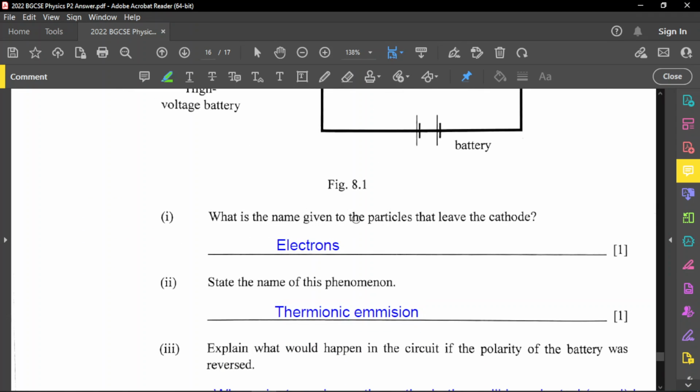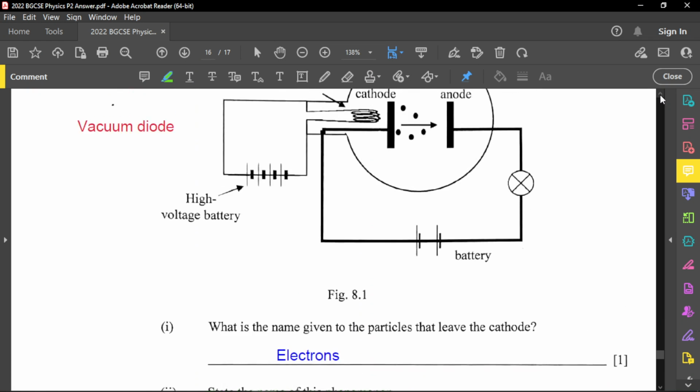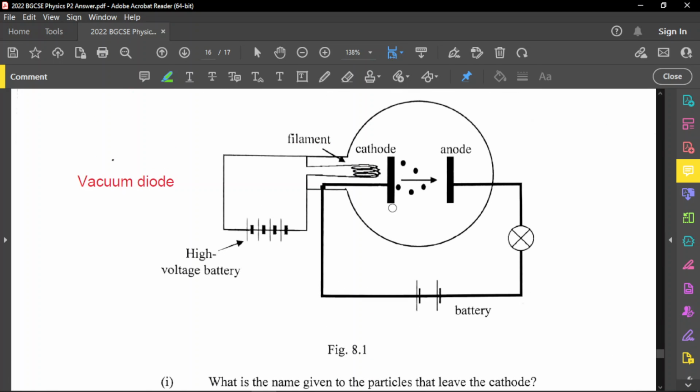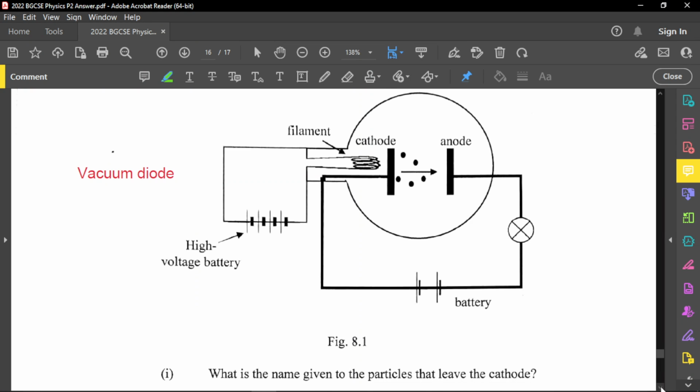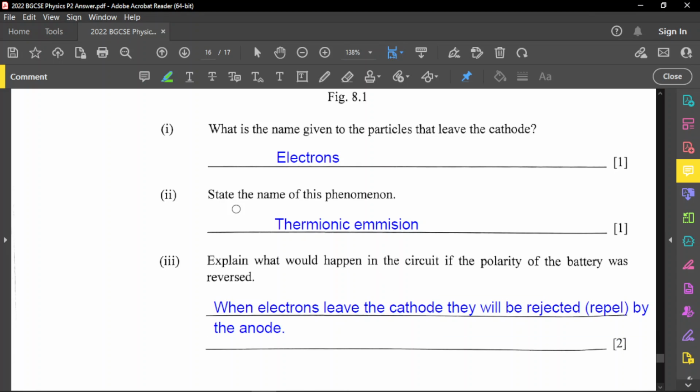What is the name given to the particles that leave the cathode? And the cathode is a negative electrode, just to make a note of that. So the negative electrode, and what is coming out of the cathode will be electrons, all right, because electrons are given off from the cathode. State the name of the phenomenon, and the phenomenon is thermionic emission.